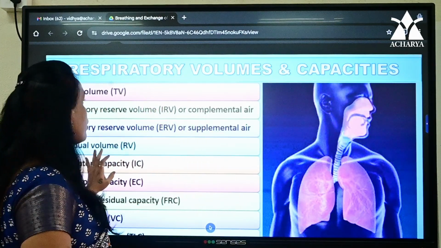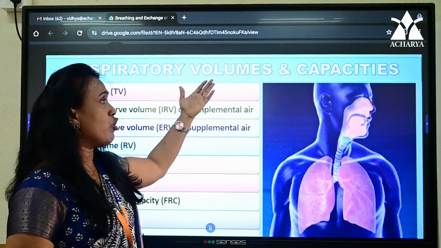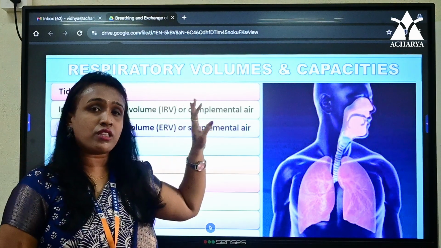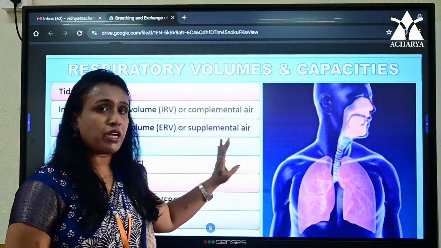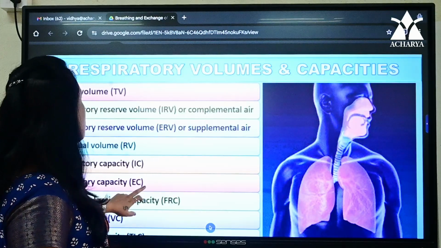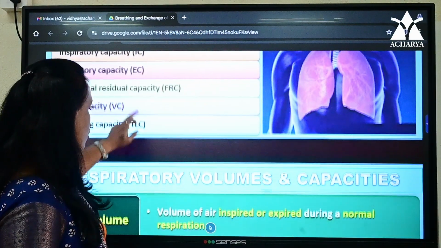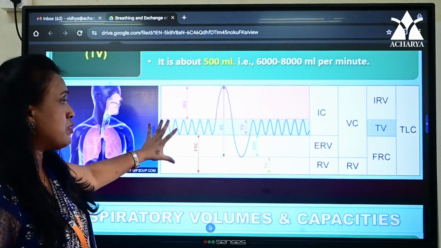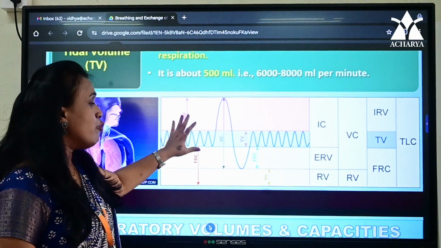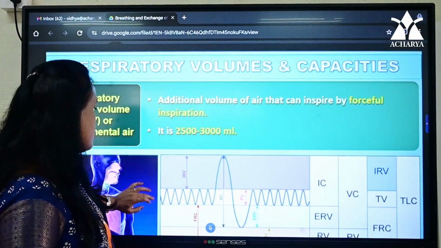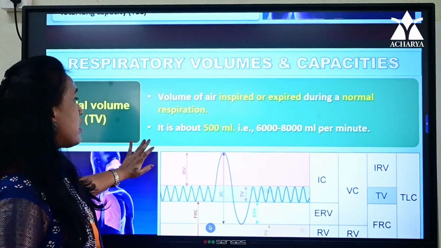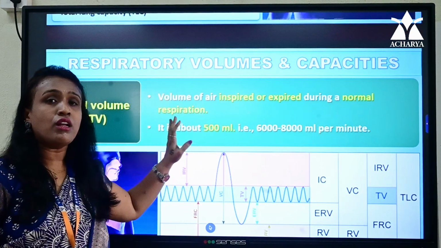Now coming to what these respiratory volumes and capacities are. These are measured and calculated using the spirometer values. This graph will help us to understand the volumes better. So the very first one we have is tidal volume.